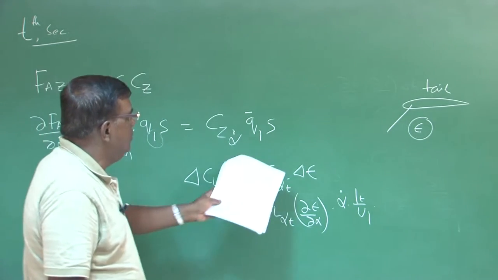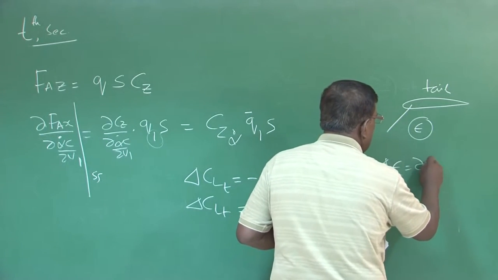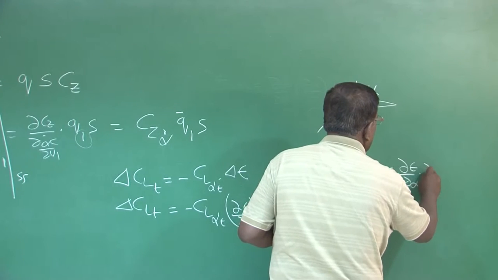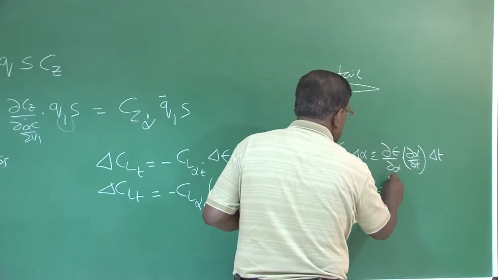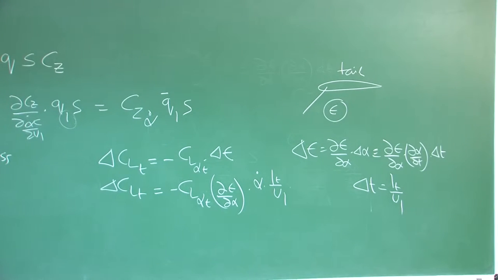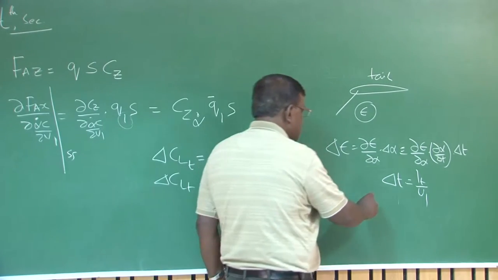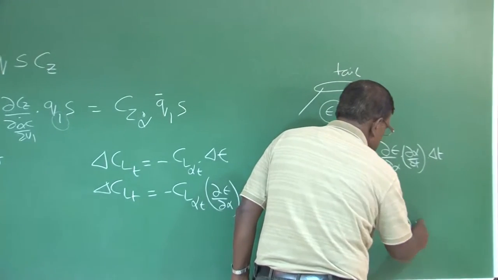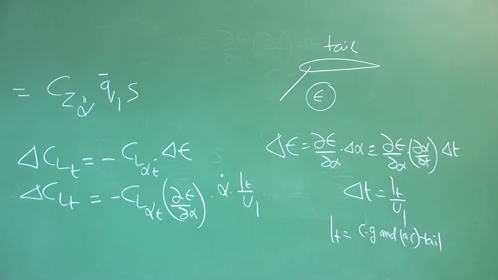Correct? CL alpha tail into delta epsilon. Delta epsilon is nothing but d epsilon by d alpha into delta alpha, which I can write as d epsilon by d alpha into d alpha by dt into delta t, and delta t you are assuming as Lt by u1, although initially we took the distance from the AC of the wing to AC of the tail, but we are doing an approximation. This Lt is distance between CG and AC of the tail. And since CG of the airplane and AC of the wing are fairly close, this approximation is also not bad.